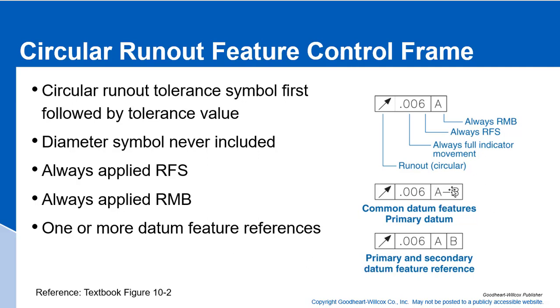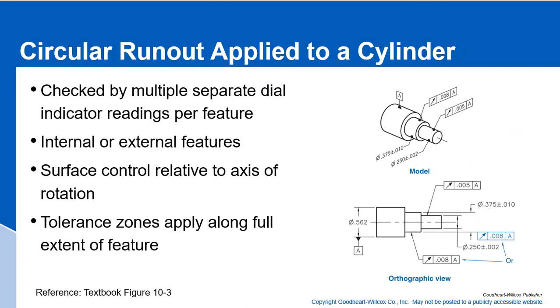Okay, here's what it looks like with a common datum, where we have two datums used as one datum. That's called a common datum reference. And then here we have two separate datum references. So circular runout applied to a cylinder. Okay, it's checked by multiple separate dial indicator readings per feature. Internal or external features can be used, and the surface control relative to the axis of rotation. So the tolerance zones apply along the full extent of the feature unless otherwise specified.